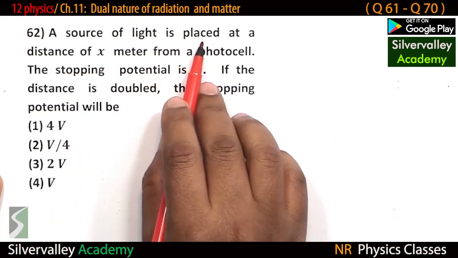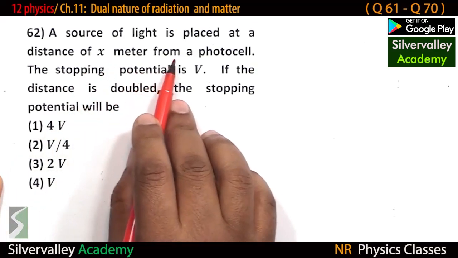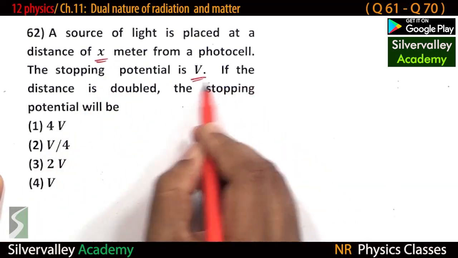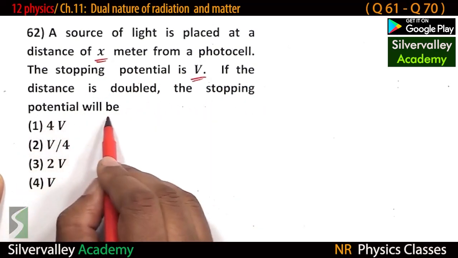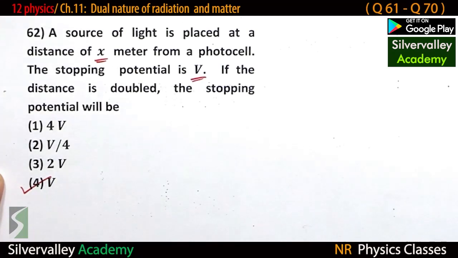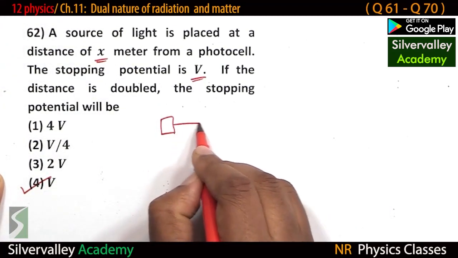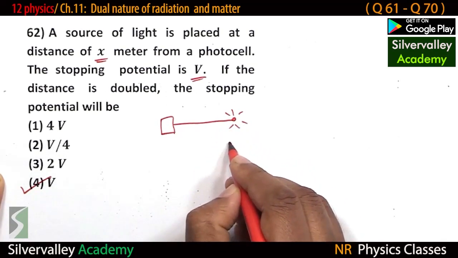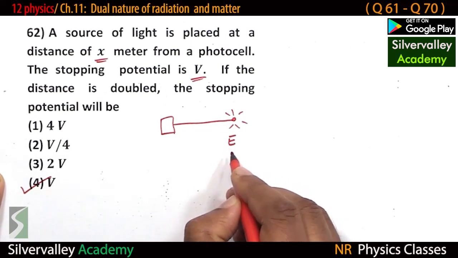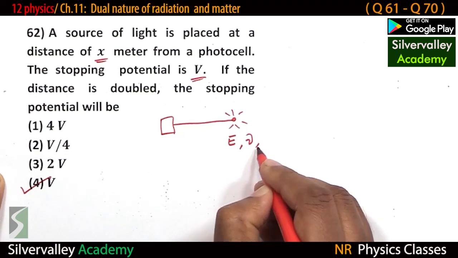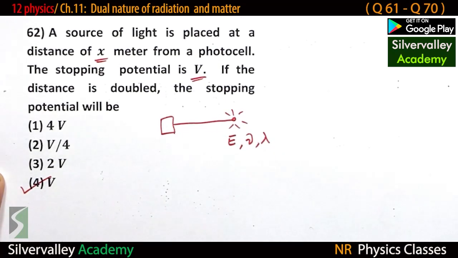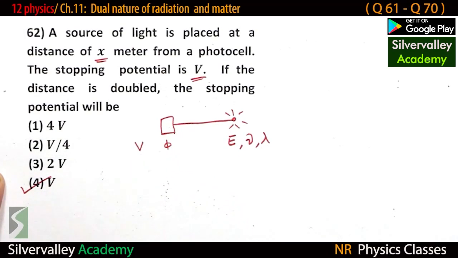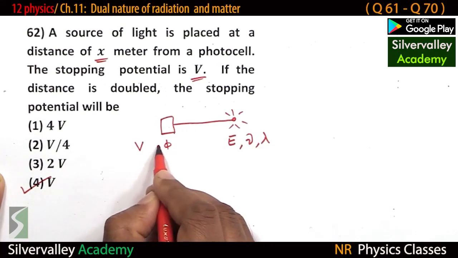A source of light is placed at a distance x meter from a photocell. The stopping potential is V. If the distance is doubled, stopping potential will be? This is photocell, okay? And here is a source of light. From the source, energy of a photon is E, or frequency is nu, or wavelength is lambda. So because of work function, there is stopping potential V.